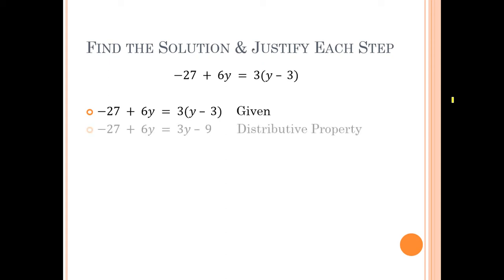So the next step in solving for y, we have to take this 3 and we have to distribute it to the y and the minus 3. So, like I just said, we're distributing it, so that's distributive property. So now we have negative 27 plus 6y equals 3y minus 9.